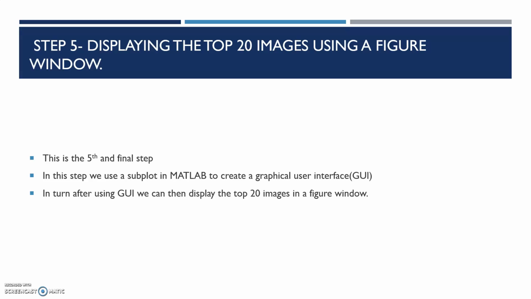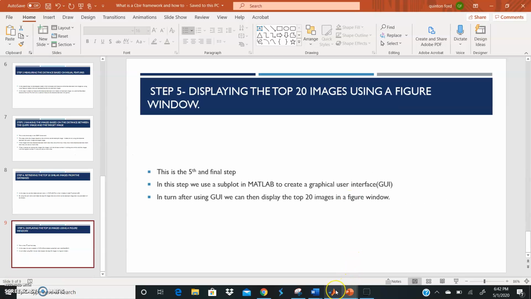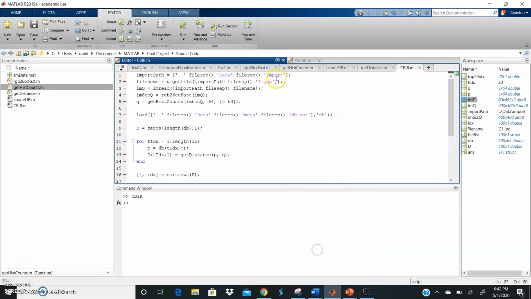So step 5, which is the last step, is displaying the top 20 images using a figure window. So in this step, we use a subplot in MATLAB to create a graphical user interface, GUI in other words. And in turn, after using the GUI, we can then display the top 20 images in the figure window. So this is some of the code.